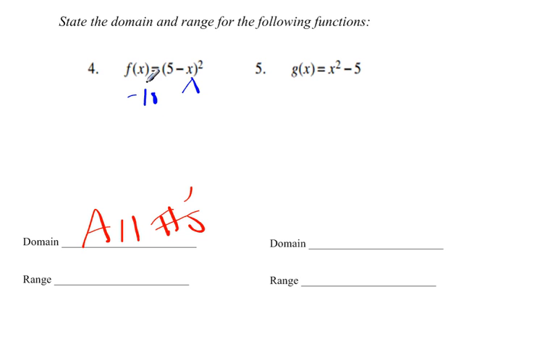So my point is, no matter what happens, I'm always going to get this thing squared, which means positive, unless it's a 0. Like if I input the actual 5, 5 minus 5 is 0, 0 squared is 0. So my range then starts at 0 and stays positive. So all numbers, let's say greater than or equal to 0.